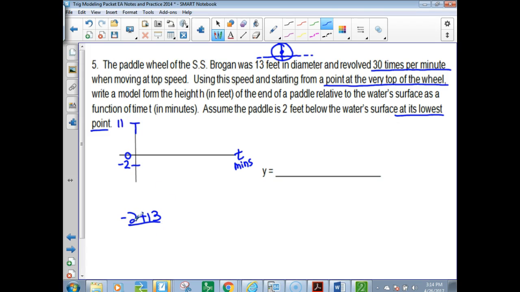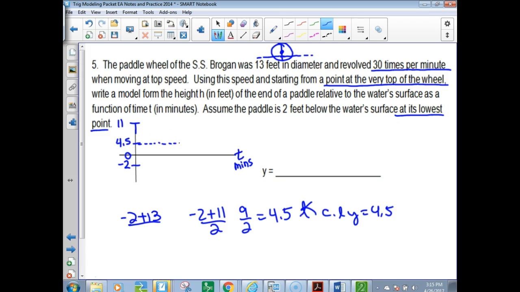Now I want to get the center line. So I'm going to take -2 plus my max, 11, and divide by 2. I was trying to find the distance from the max to the min. Now -2 plus 11 is 9, divided by 2 is 4.5. That is your center line, or K value. The center line is at y equals 4.5. Somewhere in here, just make a little tick mark and label it 4.5. I'm not worrying about everything being perfectly to scale, but this is going to be the center line.